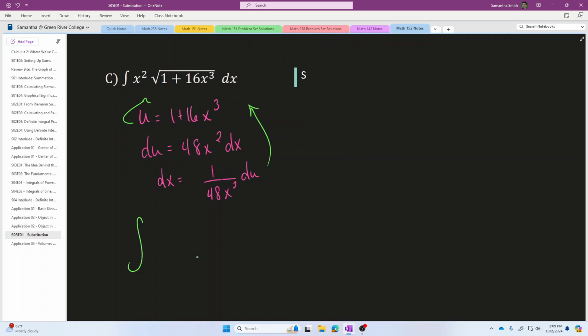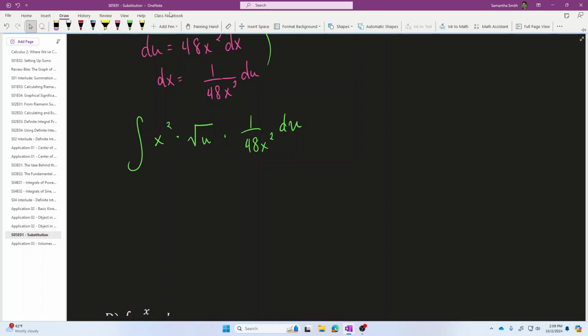The x squared in the front stays put for now. The square root of this big complicated quantity is now just the square root of u. And the dx in the back is now 1 over 48 x squared du.